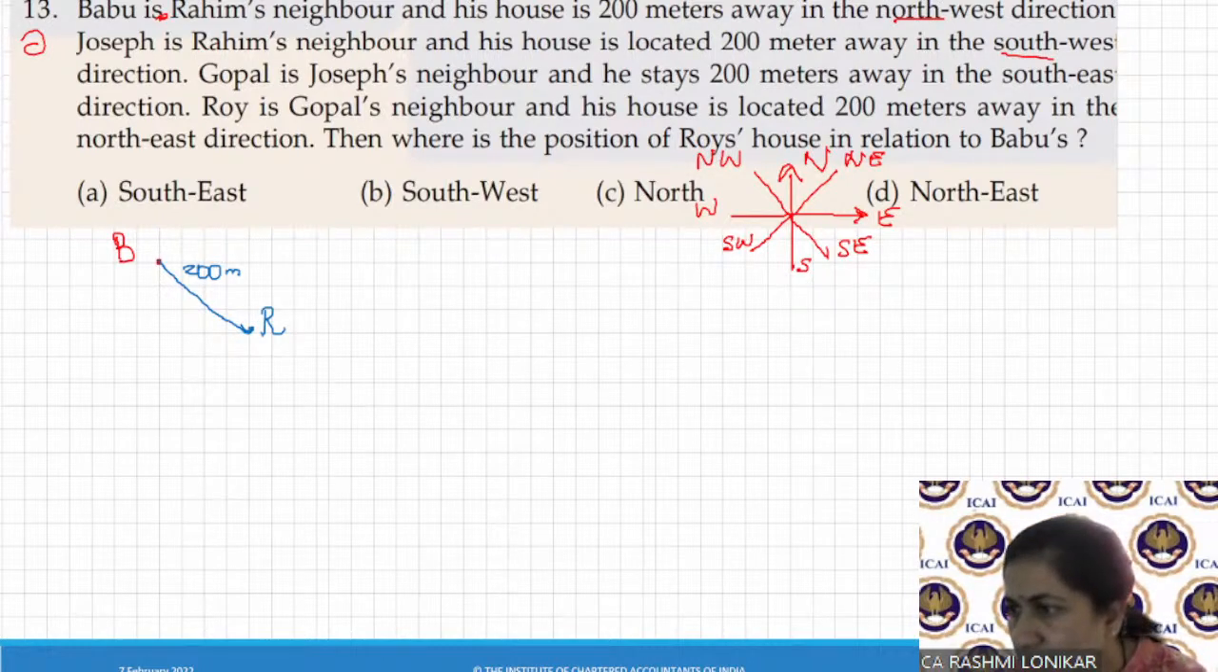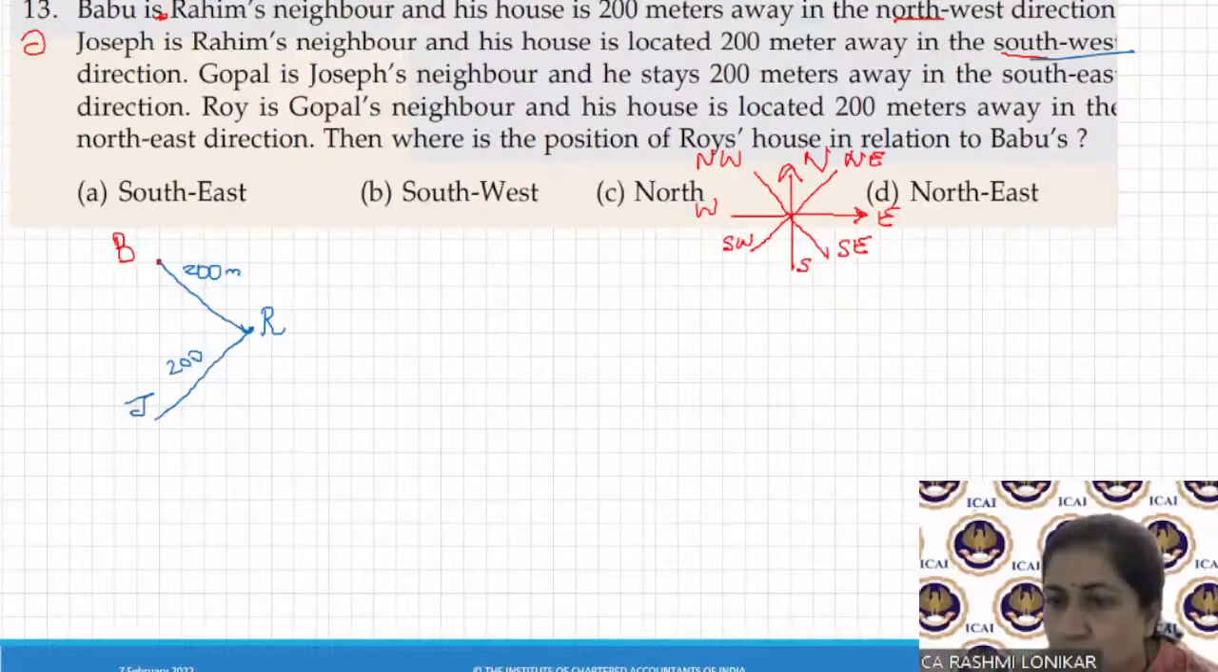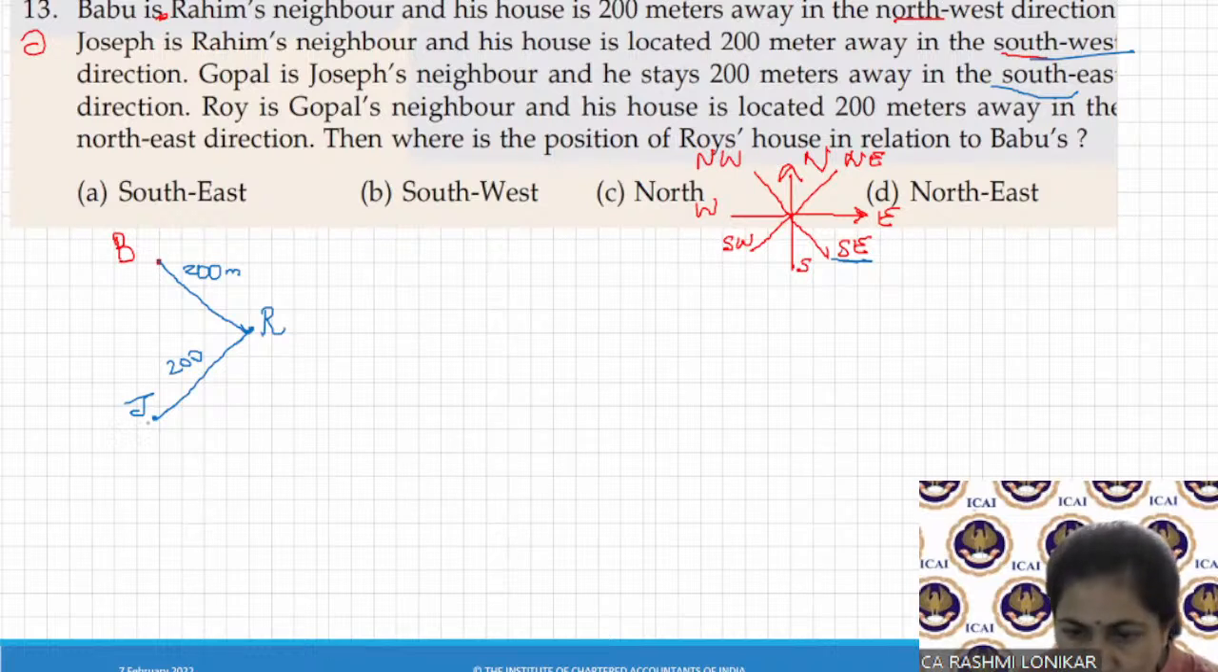Okay, so this is southwest direction. Where is the southwest? This direction. So Rahim is over here. Southwest direction of Rahim is Joseph. He is also at 200 meters. Is Joseph. Now we are saying Gopal is Joseph's neighbor and he stays 200 meters away in the southeast direction. Okay, so Joseph, we have Gopal who is in the southeast. Where is the southeast? Here. So southeast direction we have Gopal. He is also 200 meters. You have Gopal.